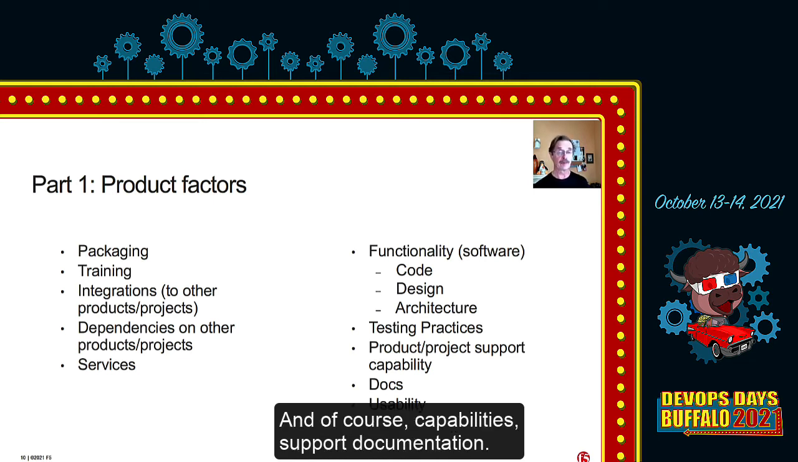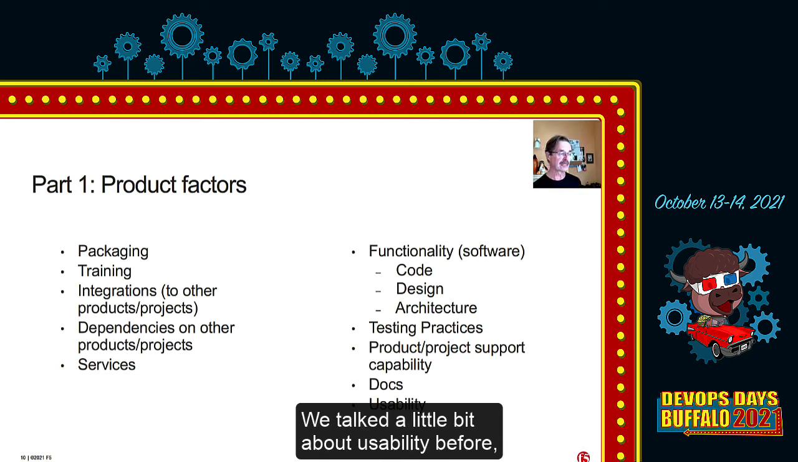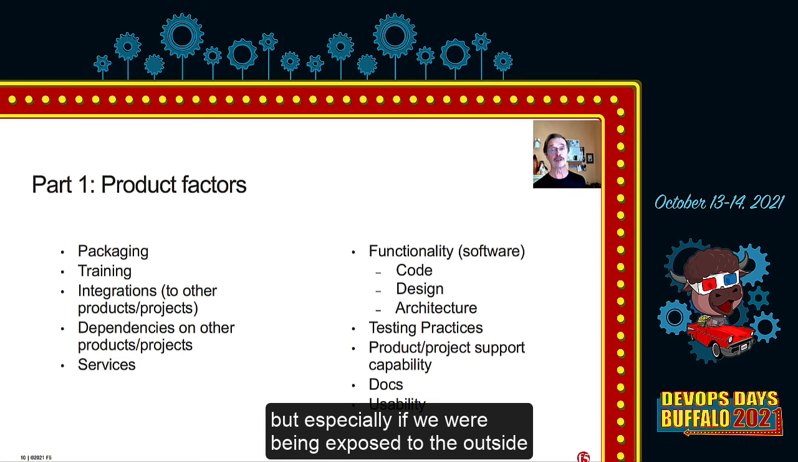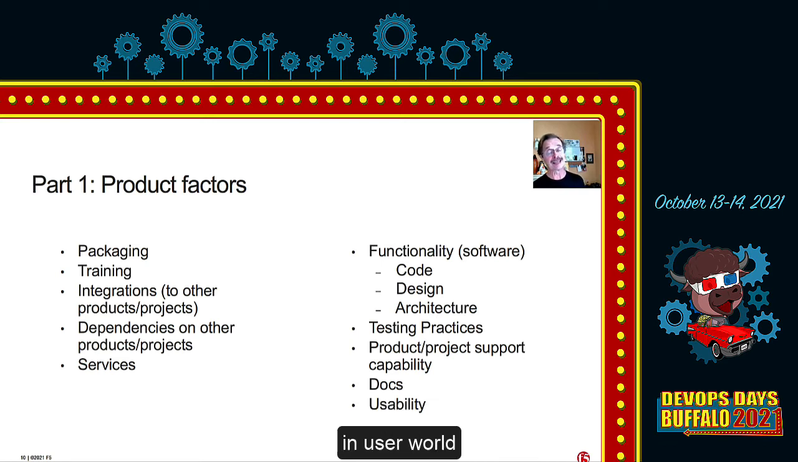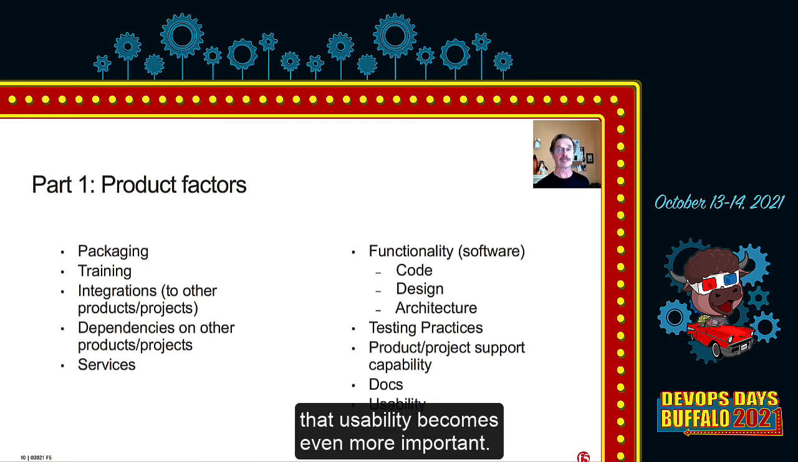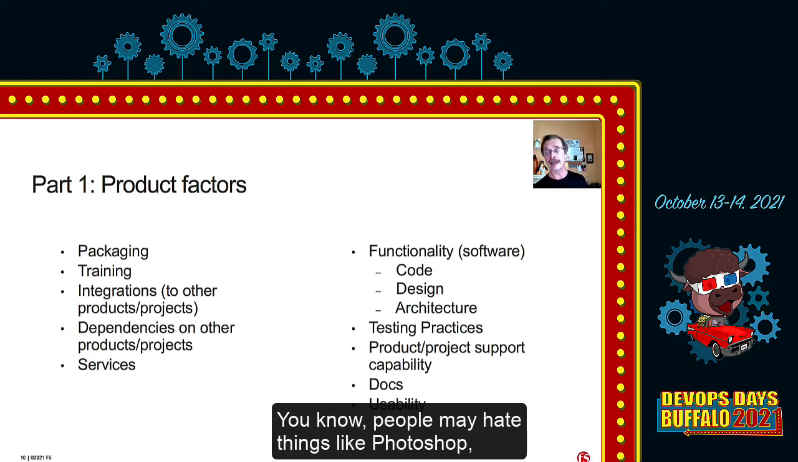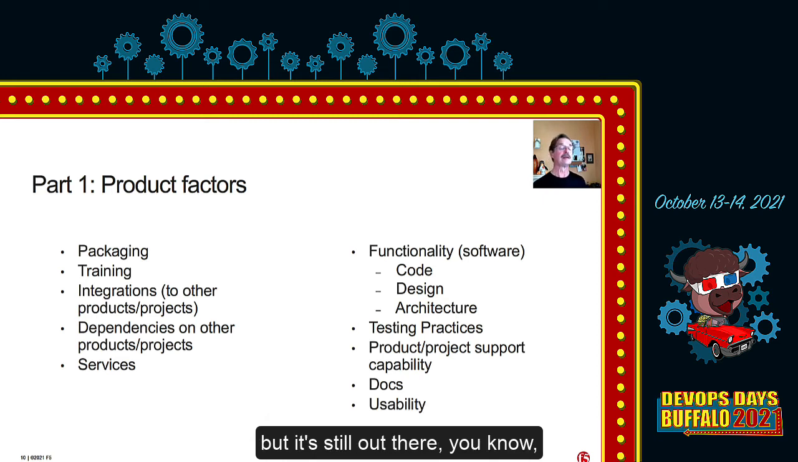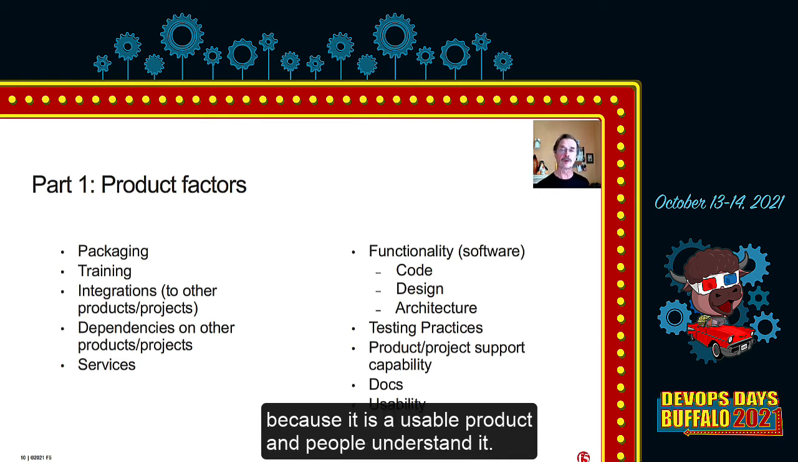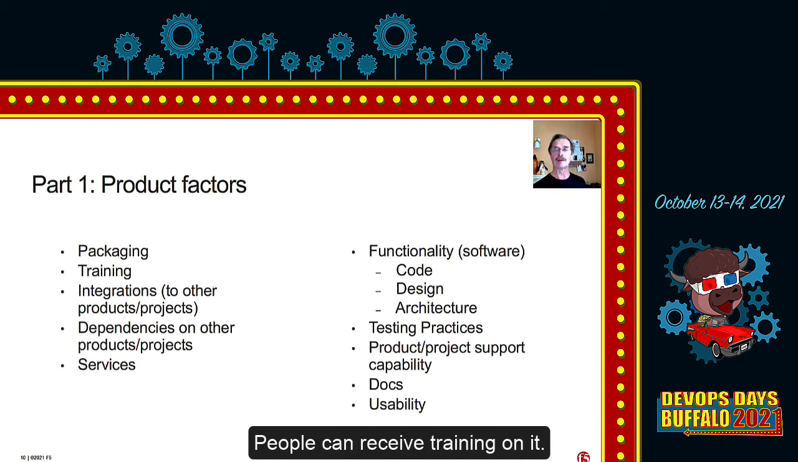And of course, capabilities, support, documentation. We talked a little bit about usability before, but especially if we're being exposed to the outside end user world, that usability becomes even more important. People may hate things like Photoshop, but it's still out there, because it is a usable product and people understand it, people can receive training on it, it does what it's supposed to do.